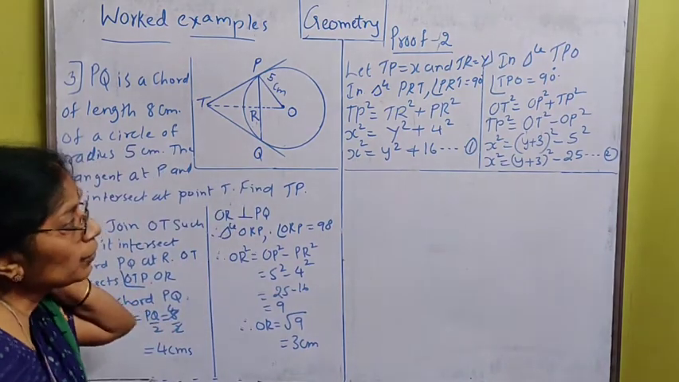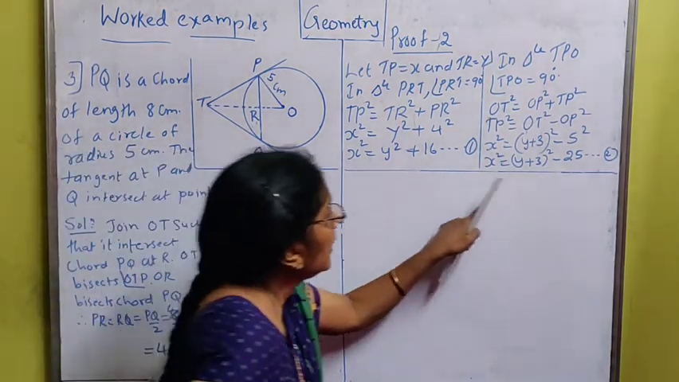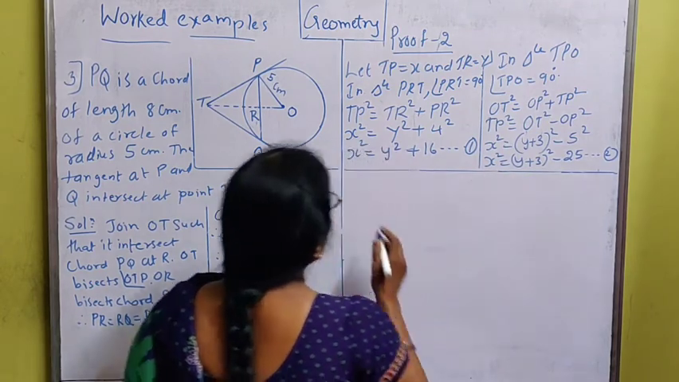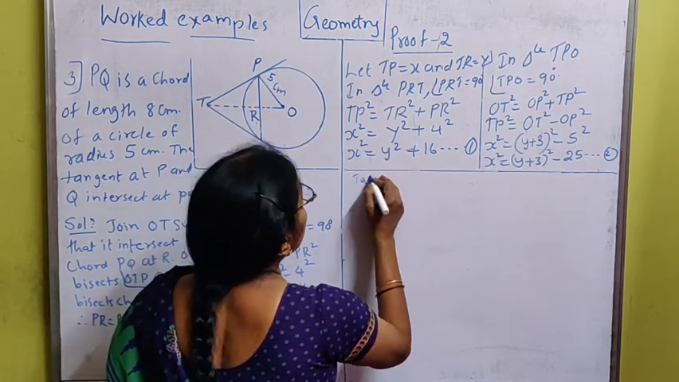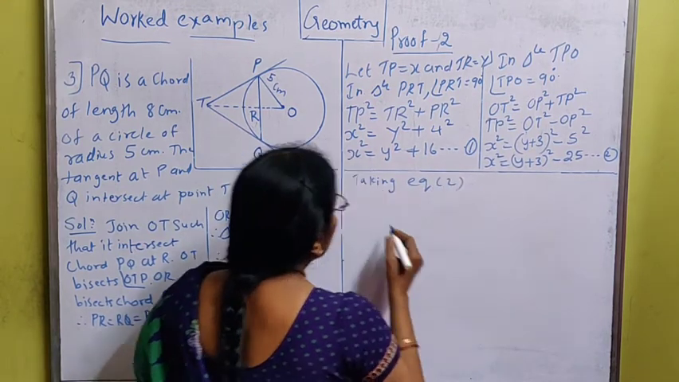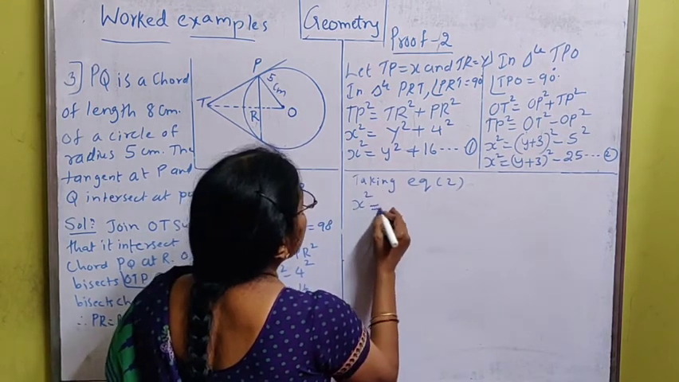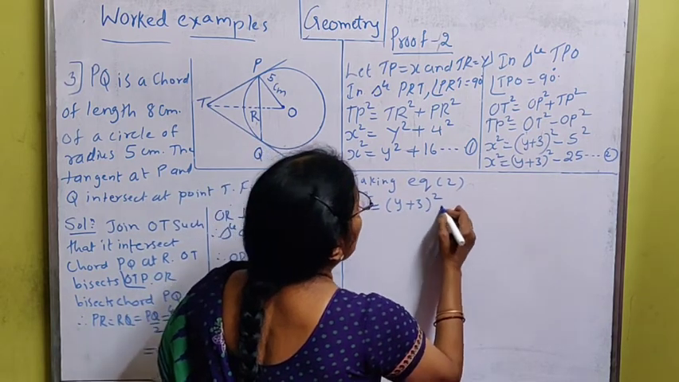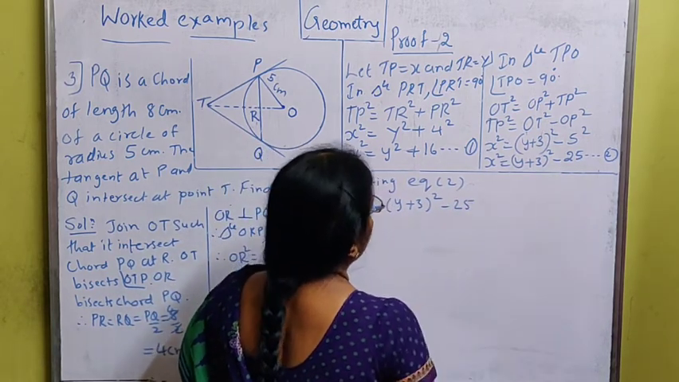Now what we are going to do? Equation number 1 we got, equation number 2 we got. Now let us first take equation number 2. Taking equation 2, what we got? X square is equal to Y plus 3 the whole square minus 25.